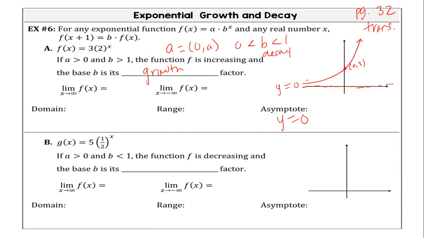So now I have my sketch of what's taking place. And now I should be able to describe the limit. So the limit as x goes to positive infinity, what is it doing? Going to positive infinity. The limit as x goes to negative infinity, what is it doing? It's approaching 0.